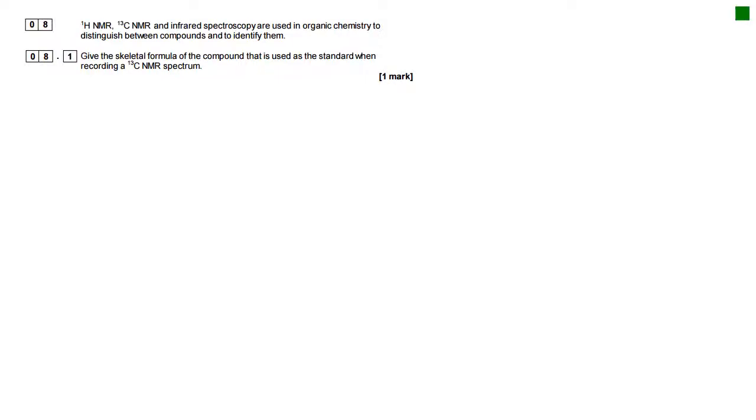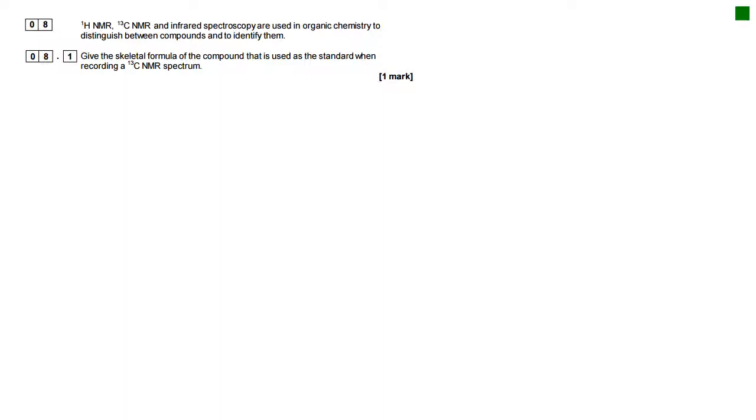Okay, here's another exam question on NMR, and this time it has a bit of carbon-13 NMR in it, so that's good. So, cracking straight on with 8.1: give the skeletal formula. Skeletal formula is where you just draw lines for your covalent bonds and your carbons on the corner, and you don't include the hydrogens, as you'll remember.